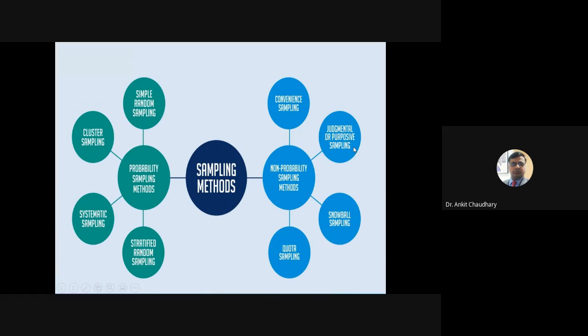Similarly, we have judgmental sampling, based on some purpose, which is similar to convenience sampling. Convenience will include that. And we also have quota sampling. Quota sampling is similar to stratified, but here we pre-fill the quota, that it would be 50% from this, 30% from this, and 20% from this.